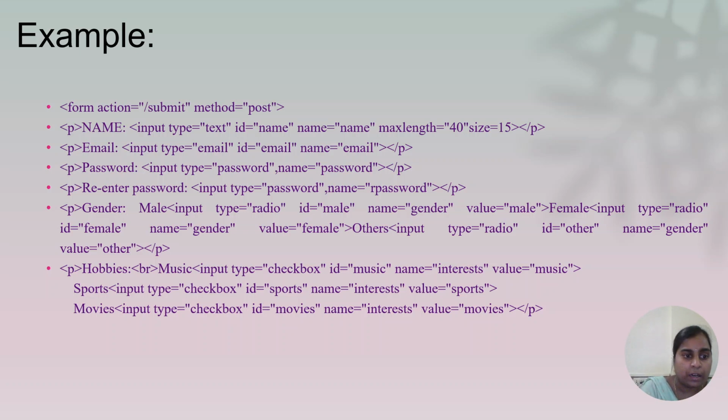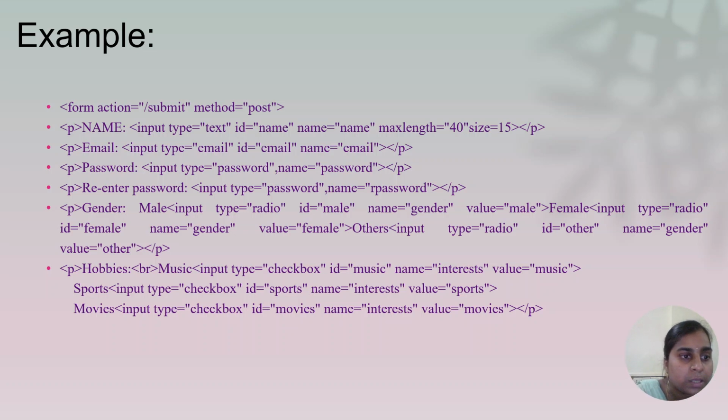Then there are hobbies. So the first name has the input type. This is also an input tag. In this input tag we are using the type text, and then we are specifying the ID of the name, and the name should be name, and the maximum length for this input is 40, and the size is 15. And then here we are closing the paragraph tag, and then opening up the email.